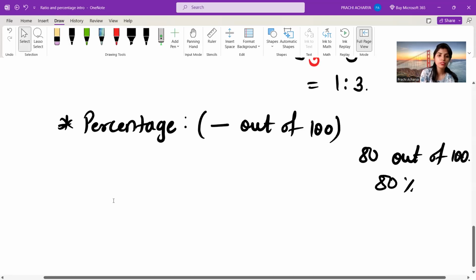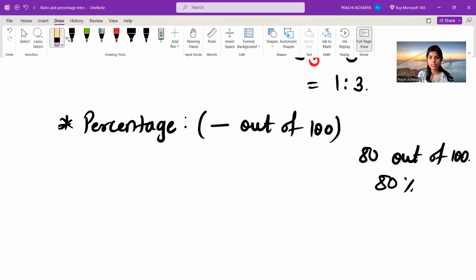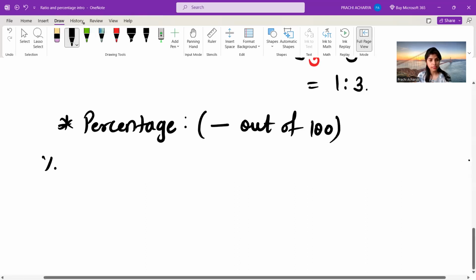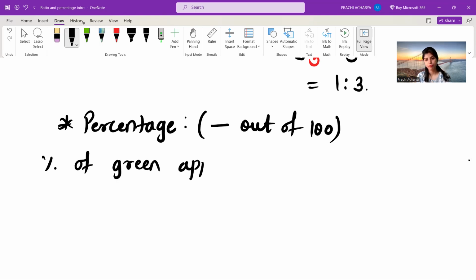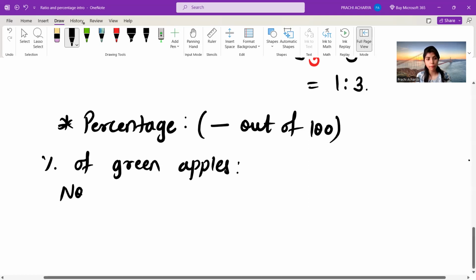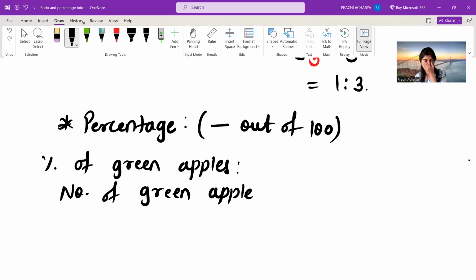All right. So we'll try to understand percentage concept using this example. Let's say I have to find out percentage of green apples. इसके लिए we will have to know about number of green apples. Number of green apples जो कि हमने already ऊपर लिख रखा है, but we'll write it again so that it is easy to coordinate. Number of green apples is equals to 3.